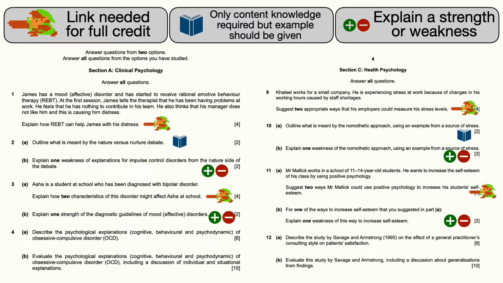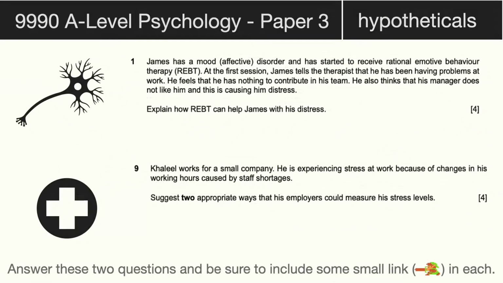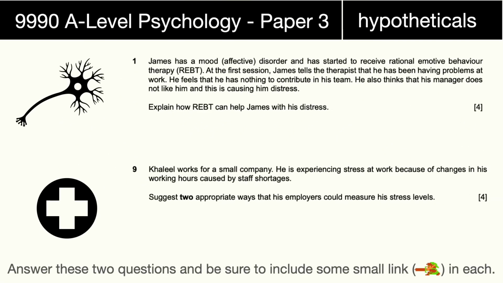Usually they involve fictional people, people like James or Asha or Khalil or Mr. Malik. So make sure that when you see a question referring to how one of these people will deal with a situation, you're not just talking generally, but you're weaving together details from their situation. So James has a mood disorder and had started to receive rational emotive behavioral therapy, or REBT. Explain how REBT can help James with his distress.